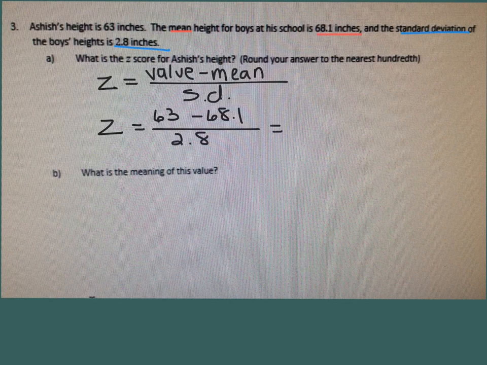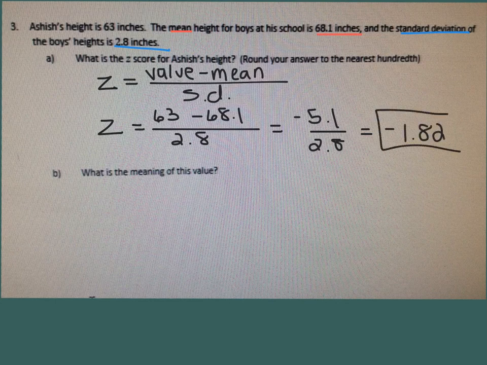So 63 minus 68.1 would be negative 5.1. And when we divide that by 2.8, it says to round to the nearest hundredth. So if you plug that in your calculator to the nearest hundredth, we would get negative 1.82. So this is the z-score that's associated with Ashisha's height.